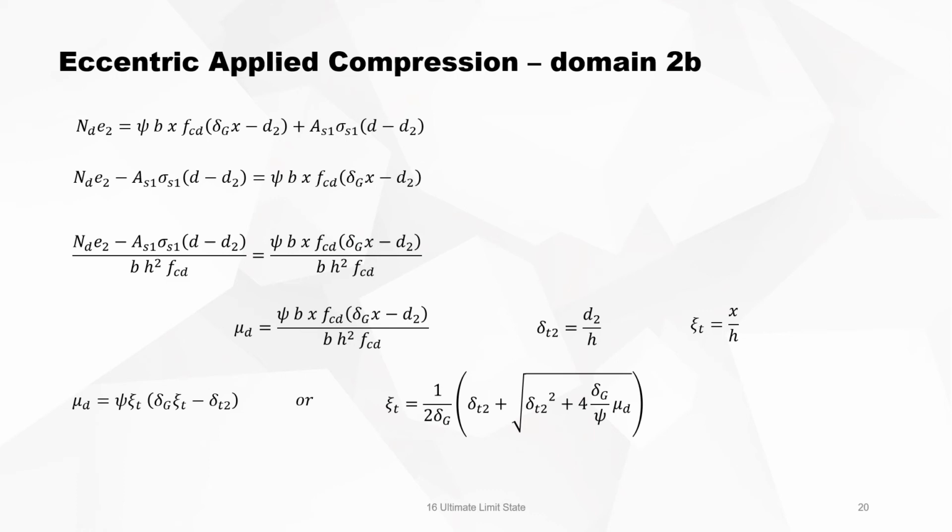So what you can do now is calculate mu D, which is this one. Psi and delta G are constant for a certain concrete grade, so you don't have to integrate. It's because we know that we are in an area where the parabolic and rectangular stress diagram of the concrete is fully developed, and we calculate the position of the neutral axis.